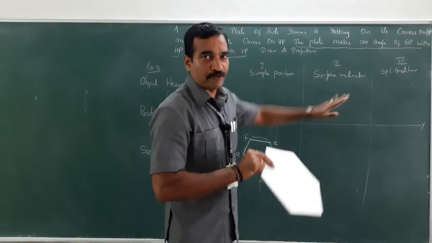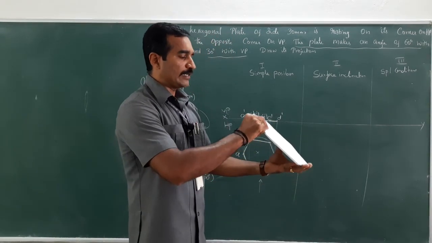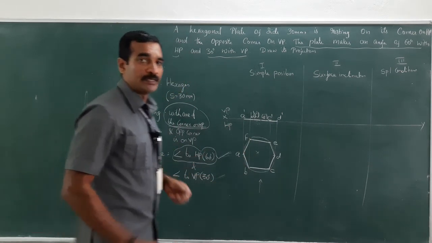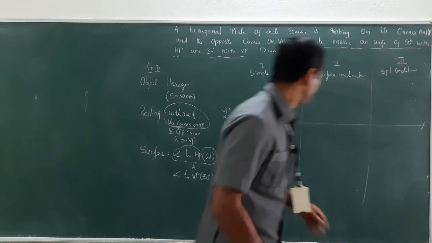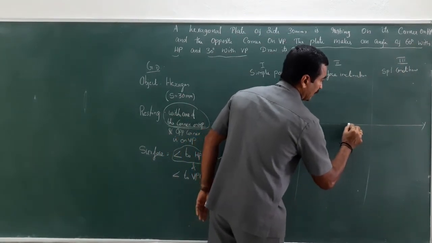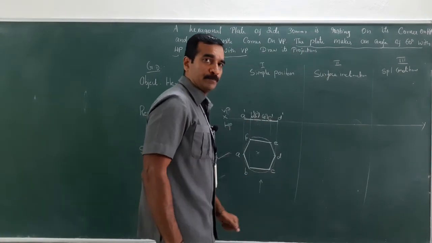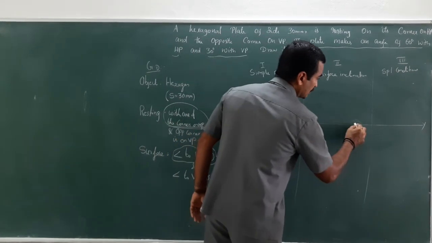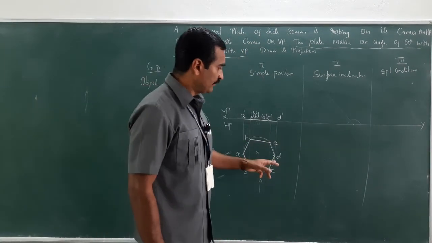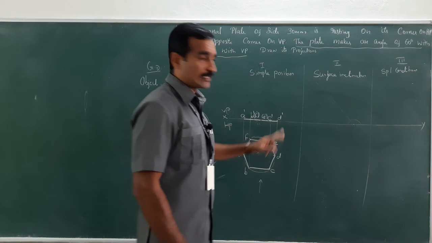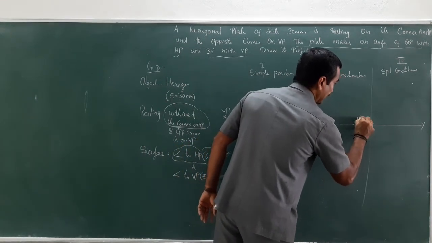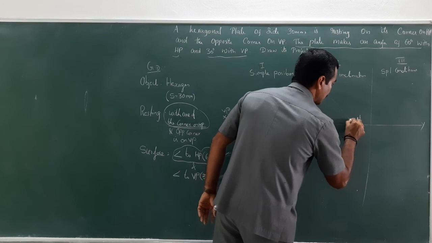Next comes the surface inclination, where it is tilted at an angle of 60 degrees, because I am considering the surface is inclined to 60, that is HP. Choose a point and keep your protractor in this manner and draw a line of 60 degrees. Which point is resting here? D is resting here. So this point is nothing but D1 dash. This angle is 60 degrees.